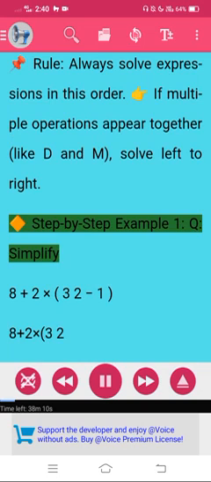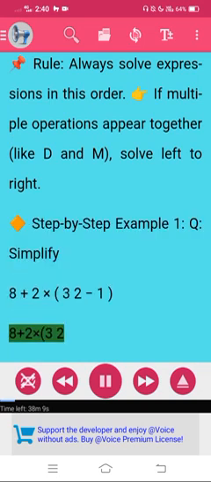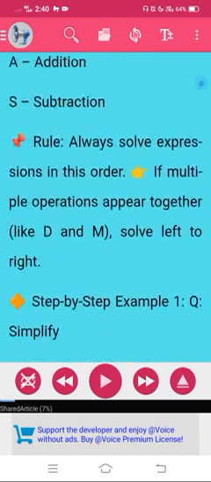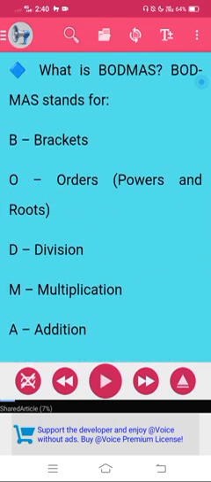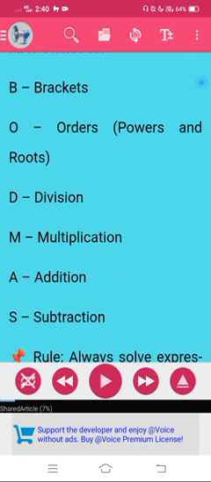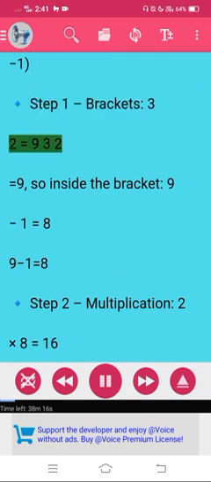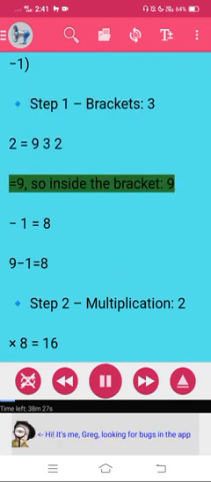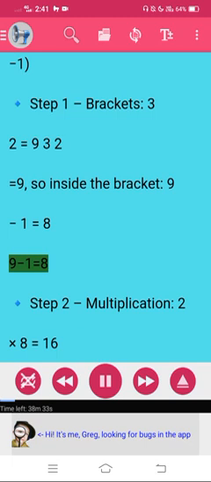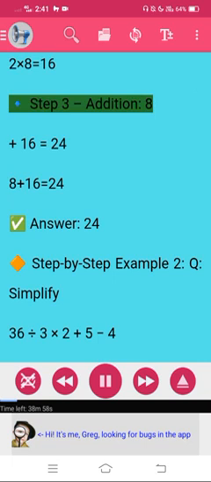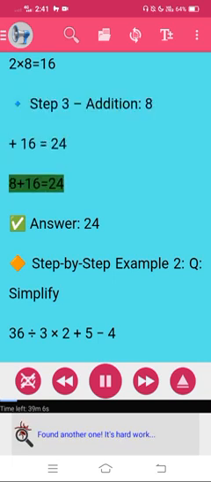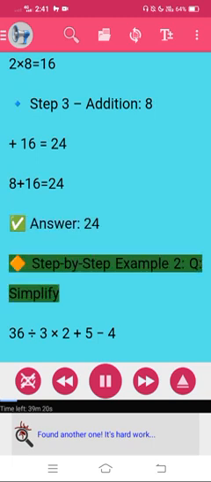Step by step example 1. Simplify 8 plus 2 times (3 squared minus 1). Step 1, brackets: 3 squared equals 9, so inside the bracket, 9 minus 1 equals 8. Step 2, multiplication: 2 times 8 equals 16. Step 3, addition: 8 plus 16 equals 24. Answer: 24.